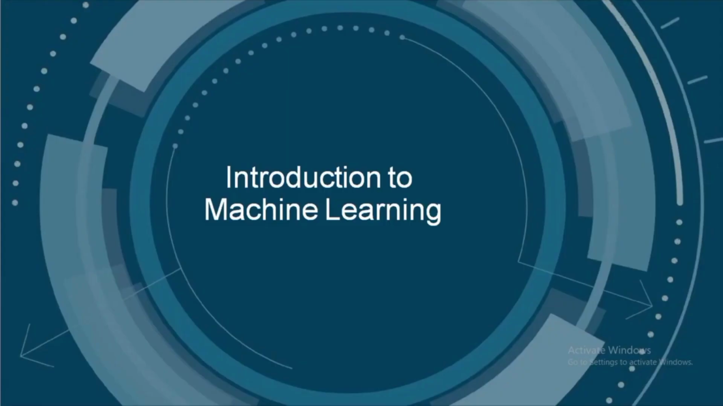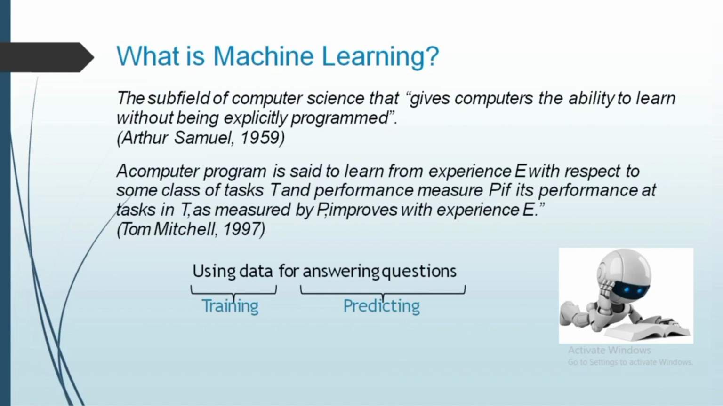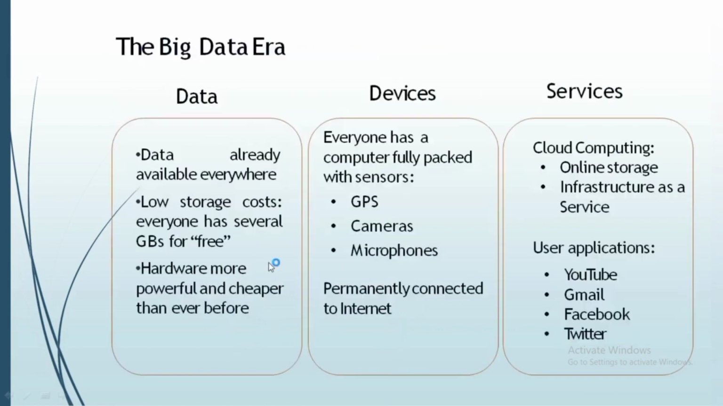To do this classification, we are using a technique known as machine learning. The subfield of computer science that gives the computer the ability to learn without being explicitly programmed is known as machine learning. It's the standard definition. The machines will learn either from experience, from the data, or from the input. So that is the use of machine learning. We are using the data for answering questions, and to answer the questions we train on the data, and after training we predict the answers. So this is the whole cycle of machine learning.